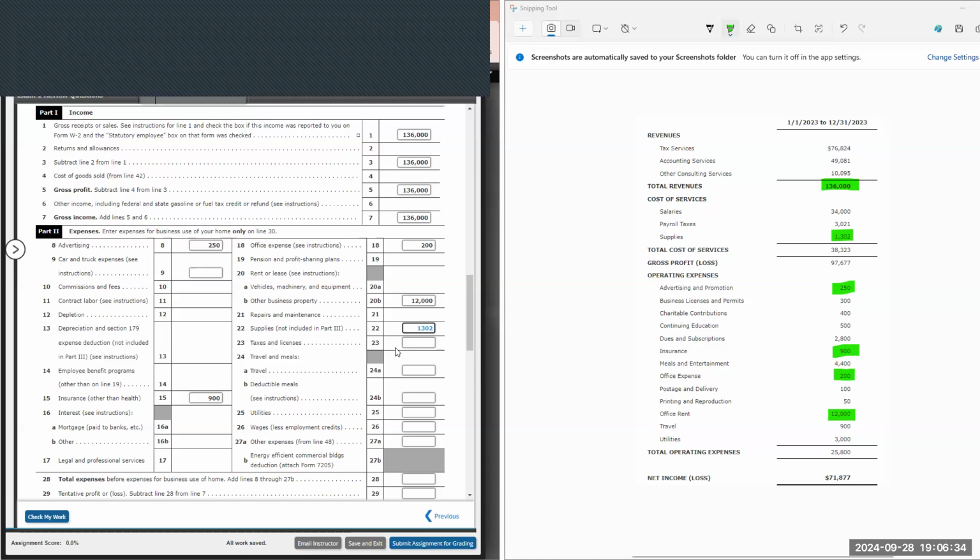For line 23, the taxes and licenses, the amount would be, all right, we'll need to do an additional calculation for this, so we'll come back to this. I just want to utilize the numbers where we are already just using the final numbers that are there. Next, we move on to travel. So travel of $900. Again, you can do this in any order. Next, we have our utilities. There's utilities of $3,000.